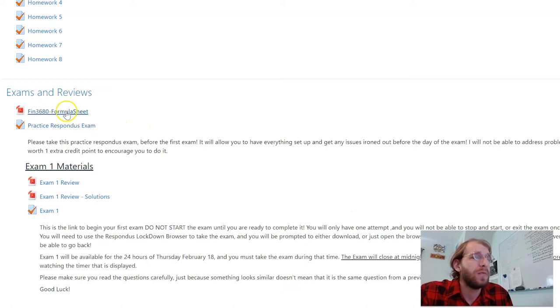At the very top here is a formula sheet that I would normally provide in person. Given that it's online, you can have a more extensive formula sheet if that's what you want, a note sheet, whatever. There is here a practice Respondus exam.